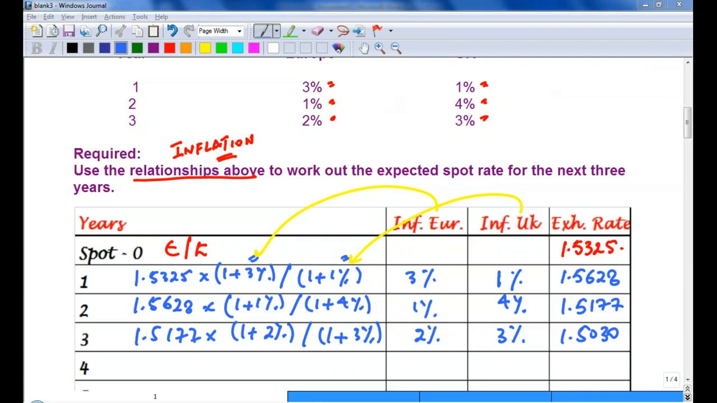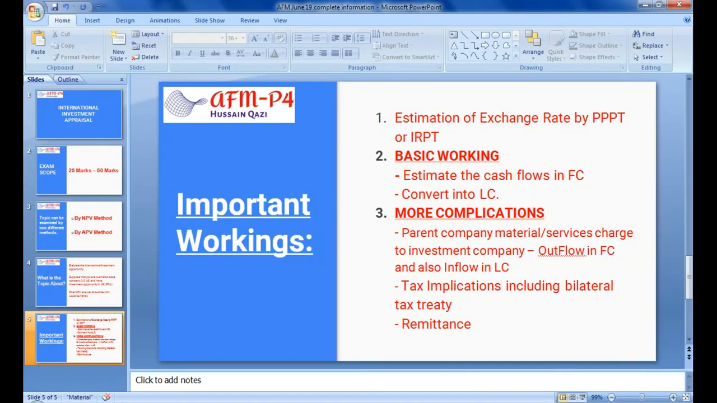visualize how we will work. As I mentioned here, the basic working: estimate the cash flows in foreign currency and convert into the local currency. That is number two. First we have done this. Now we have to do a basic working: pick up the cash flows in the foreign currency, use the estimated exchange rates, and then convert into the local currency.